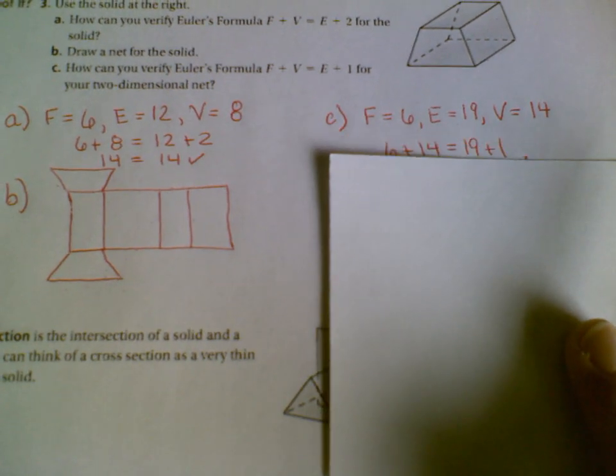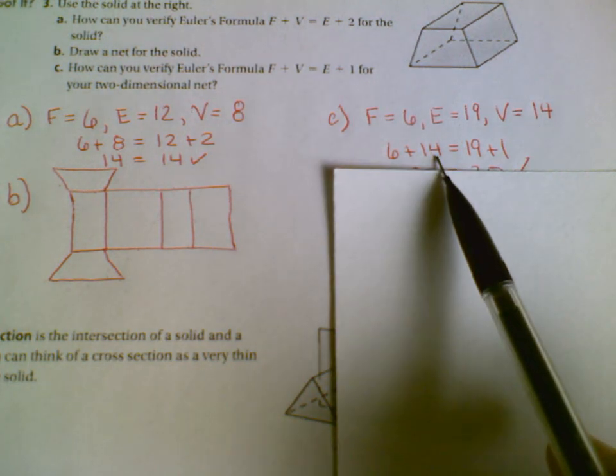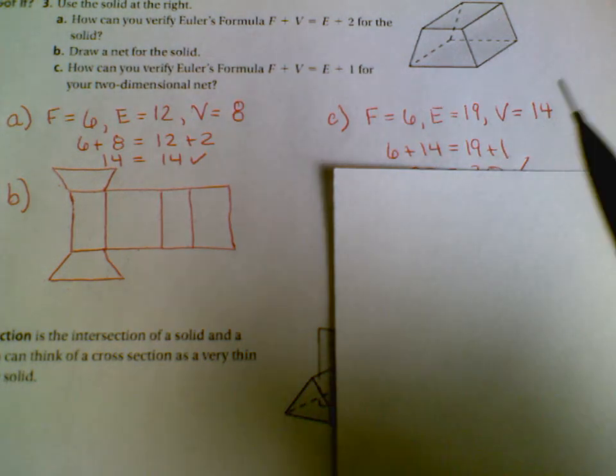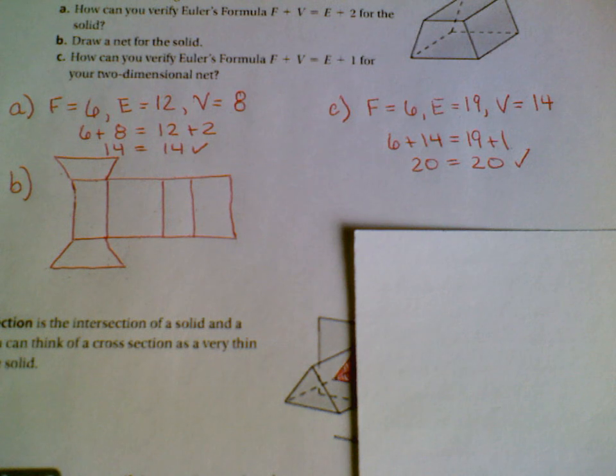Okay, then I'm going to put it into Euler's formula for two dimensions. So I do faces plus vertices, 6 plus 14, equals edges plus 1, because I'm in two dimensions. And then when I check that out, I do get 20 on both sides. Okay, a lot going on right there.